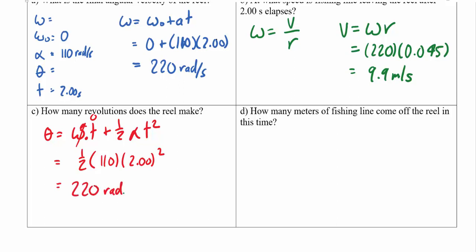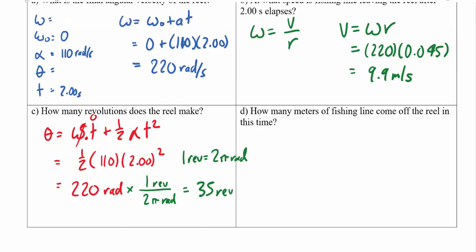Now, just be careful there that it didn't actually ask us for radians. It's actually asking us for how many revolutions. And remember that 1 revolution is equal to 2 pi radians. So I can multiply this by a conversion factor of 1 revolution for every 2 pi radians, and I get approximately 35 revolutions.